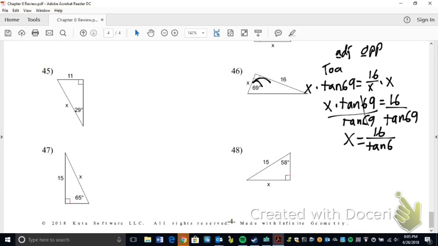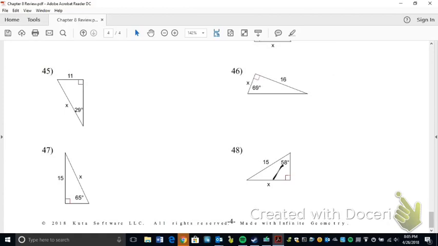Plug that into your calculator. Again, if you're using the graphing calculator, you just hit 16 divided by tan 69. And you get 6.1. Now, yes, I'm aware I skipped 42, and that's fine. You guys will live. 48, last one.